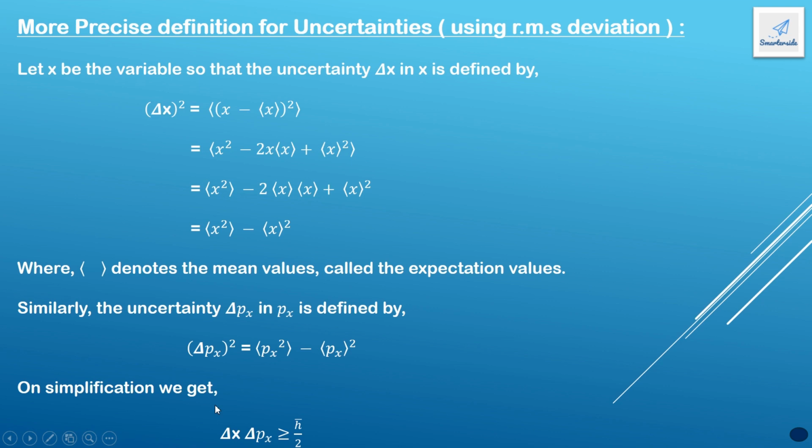By using these two we can arrive at the relation, that is delta x into delta px is greater than or equal to h bar by 2. And many people will write h bar equals h by 2 pi instead of h. And in consideration of the order of the value of the product, it doesn't make much difference, that's what I can say. So this is the most precise definition for uncertainties. Thank you so much, and let us continue the discussion on the uncertainty principle using illustrations and applications in our coming videos.